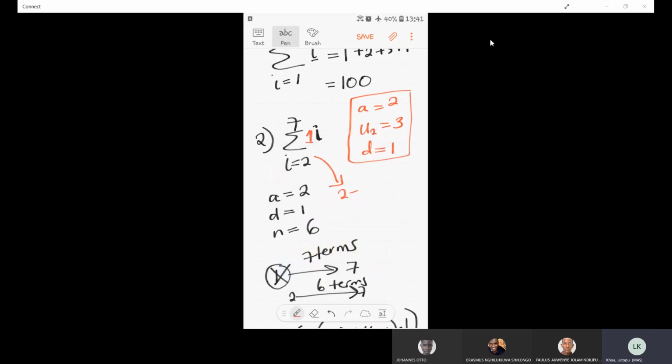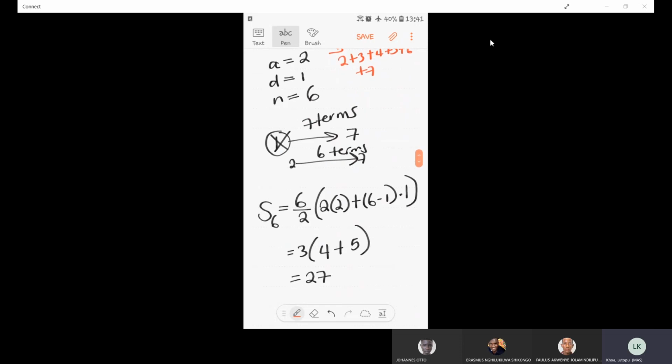So you say 2 plus 3 plus 4 plus 5 plus 6 plus 7. You will still get the same answer. And that I can do because I have only a few terms. When I have 20 terms, 30 terms, 1,000 terms, I cannot list all of them. It will take me quite a long time to do that.